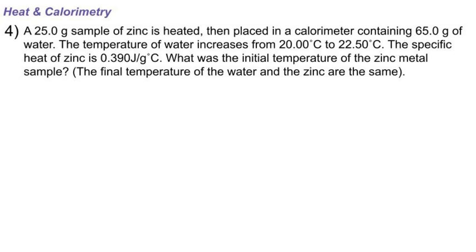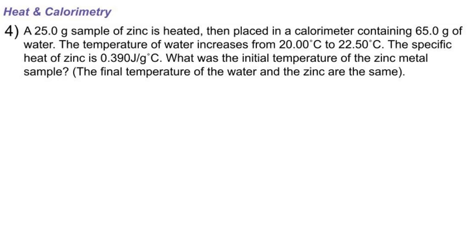In this problem, a 25-gram bowl of zinc is heated, and then it's placed in a calorimeter, the water temperature increases, and we're given the specific heat of the zinc. It's asking us to find the initial temperature of the zinc metal. So how hot was the zinc metal before it was dropped into the water in the calorimeter?